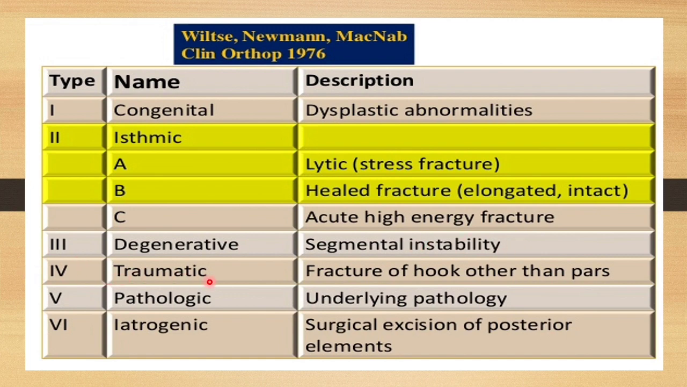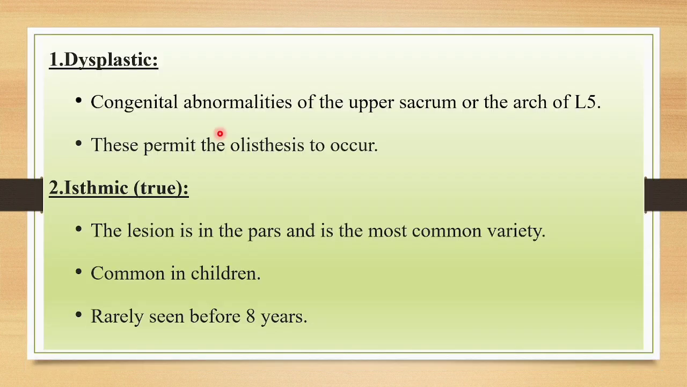And 4, that is your traumatic. That is mainly because of the fracture of the bony hook other than your pars interarticularis. And the 5th type is your pathological. That may be because of some underlying pathology of your spine. And the 6th one is your iatrogenic. That is due to surgical excision of your posterior elements. So this is the Wiltse, Newman, and Macnab classification in 1976.